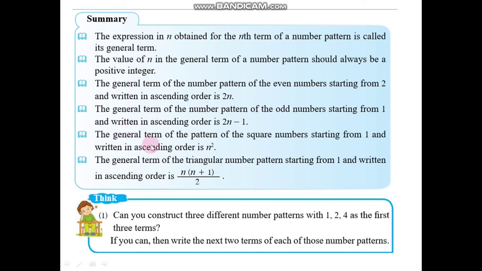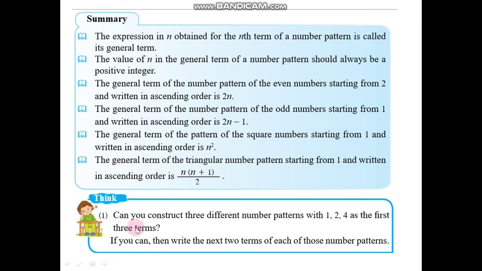The general term of the pattern of square numbers starting from 1 and written in ascending order is n squared. You know, square is something into something. So n squared is the general term. The general term of the triangular number pattern starting from 1 and written in ascending order is n into n plus 1 divided by 2.